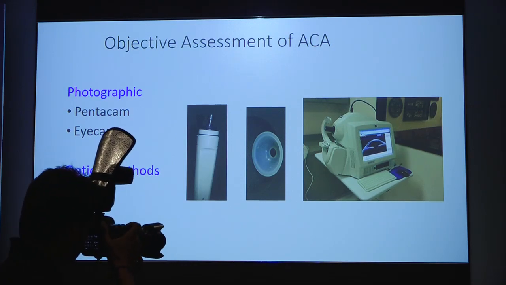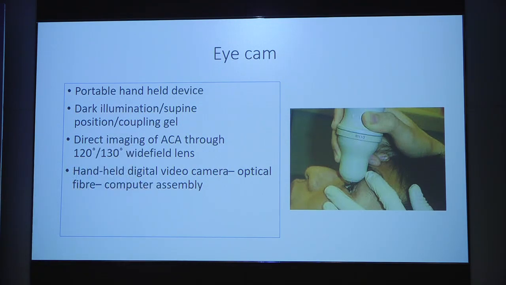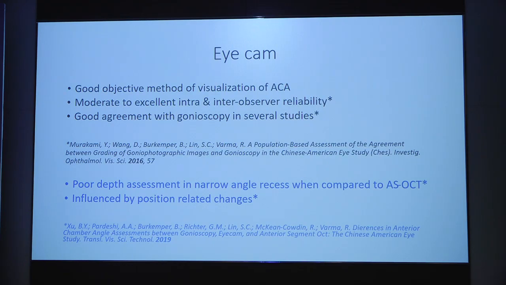For the photographic method, we have ICAM, which is a portable handheld device used in dark illumination with the patient supine, usually very good for children. It gives us direct imaging of the anterior chamber angle through an almost 130-degree wide field lens, and the data captured goes through a computer assembly and we get the picture. So it is actually a good objective method of visualization of the anterior chamber angle. There is moderate to excellent intra- and inter-observer reliability, and good agreement with gonioscopy has been shown in several studies. But the drawbacks are poor depth assessment in narrow angles when compared to anterior segment OCT, and it is influenced by position-related changes.